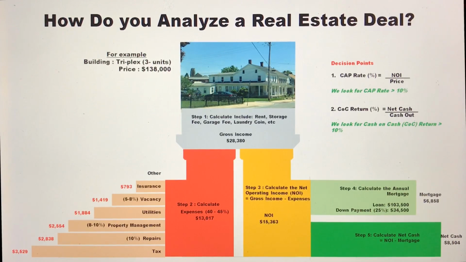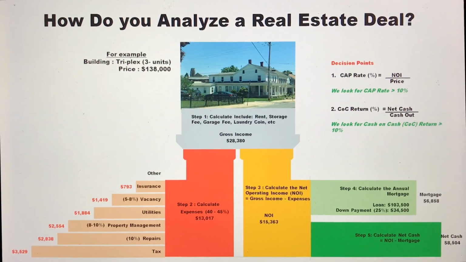Okay, now we came to the decision points. There are two things we look for in every investment property. One is the cap rate, and two is the cash on cash return. So the cap rate is basically the NOI divided by the price, and that's going to be a percentage. So we always look for 10% or greater for all the investment properties that we own currently. That's what we always look for.